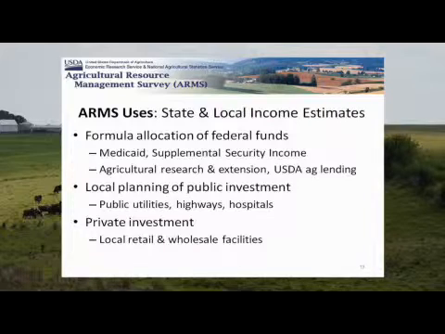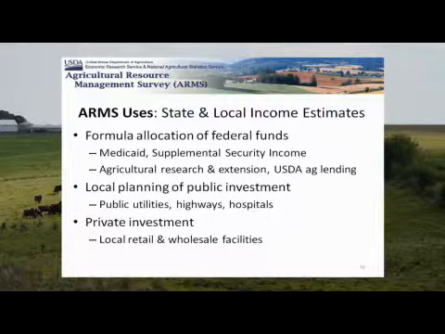For formula allocation, there are a number of federal programs for which Congress sets the total amount of expenditures, but the way in which they get allocated across the country to different regions is through a formula. And those state and local income estimates are part of the formulas for how we allocate those funds across the country. Medicaid comes under that type of spending allocation, so does supplemental Social Security income. Agricultural research and extension and USDA ag lending also come under those types of formula programs.